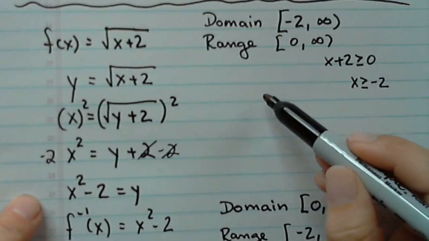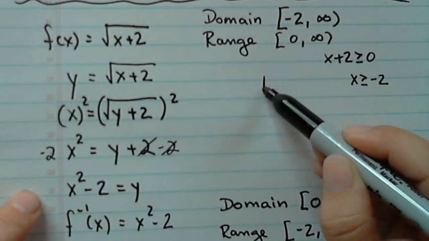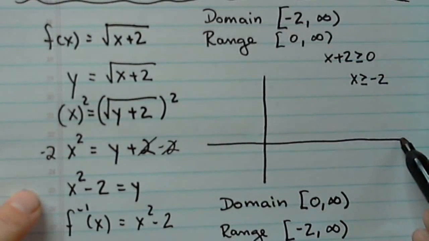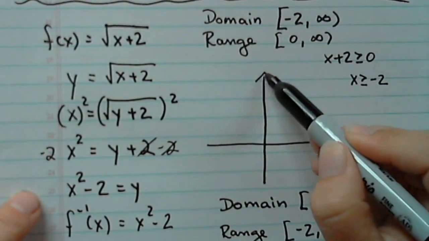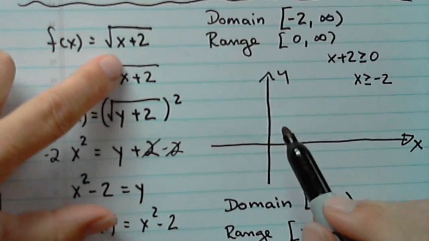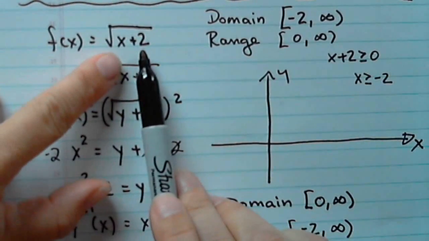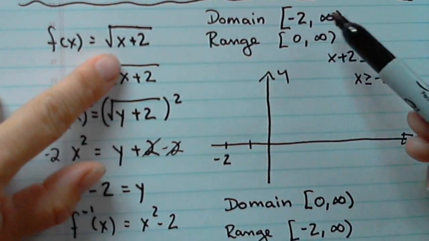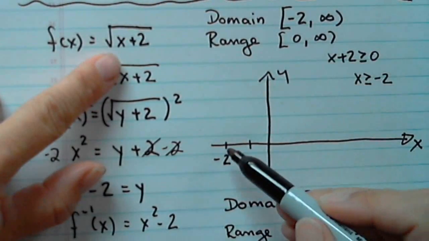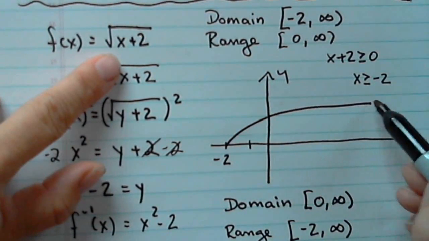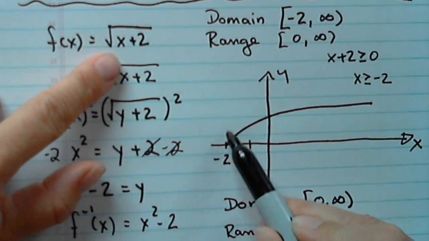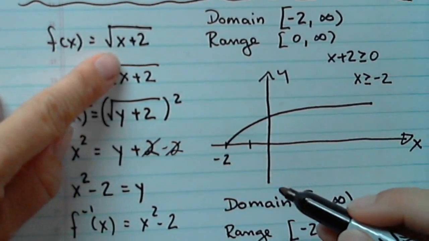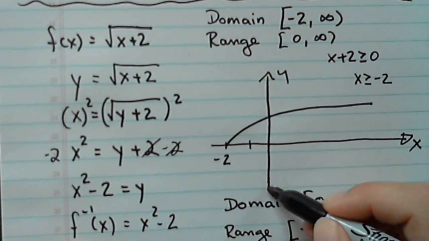Now real quick, if I want to just graph this, sketch it, I have a square root function that is shifted to the left 2 units. Hence the domain, negative 2 to infinity, looks like that, starting at 0 with our range, so the range is 0 to infinity. Now, I wish to graph the inverse.